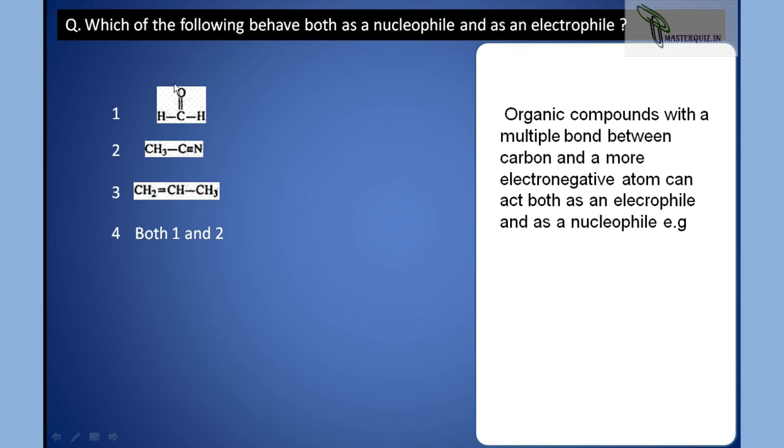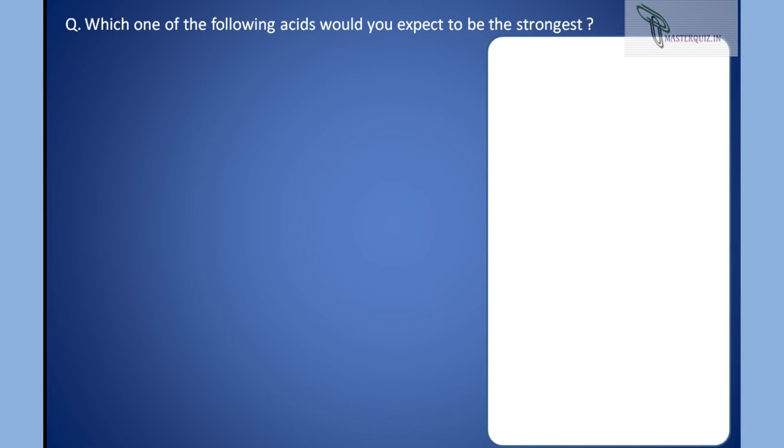In the first one there is oxygen, in the second one there is nitrogen. So these two are bonded with two other carbons with a multiple bond. That means these two show the nucleophilic and electrophilic nature, right? Yes, here you see the correct answer is both 192. Okay, next we go to another question.